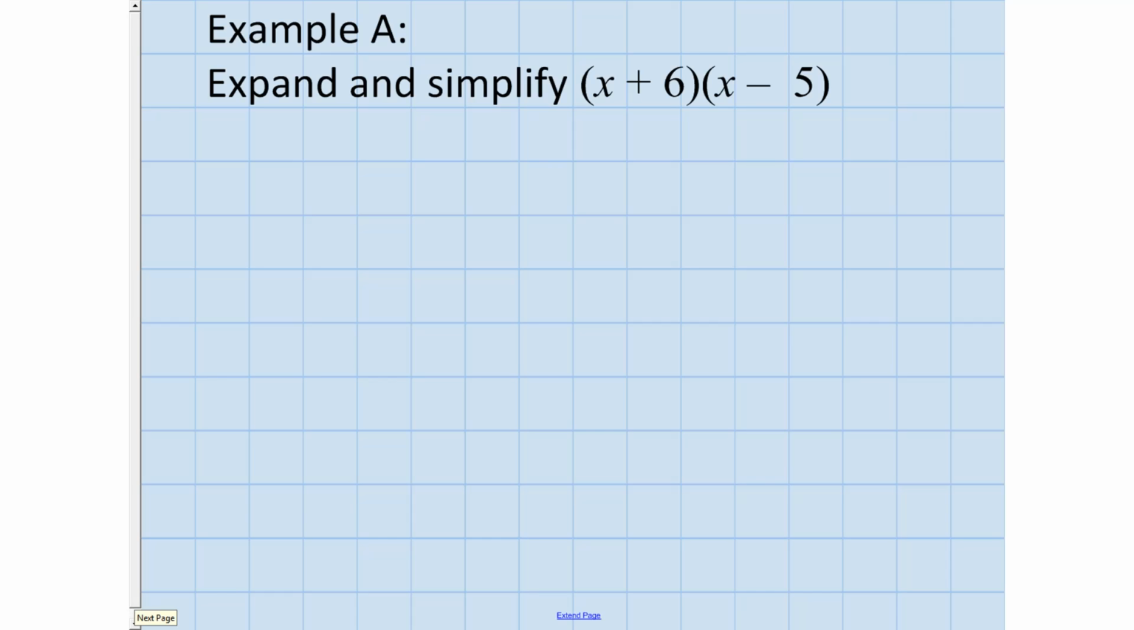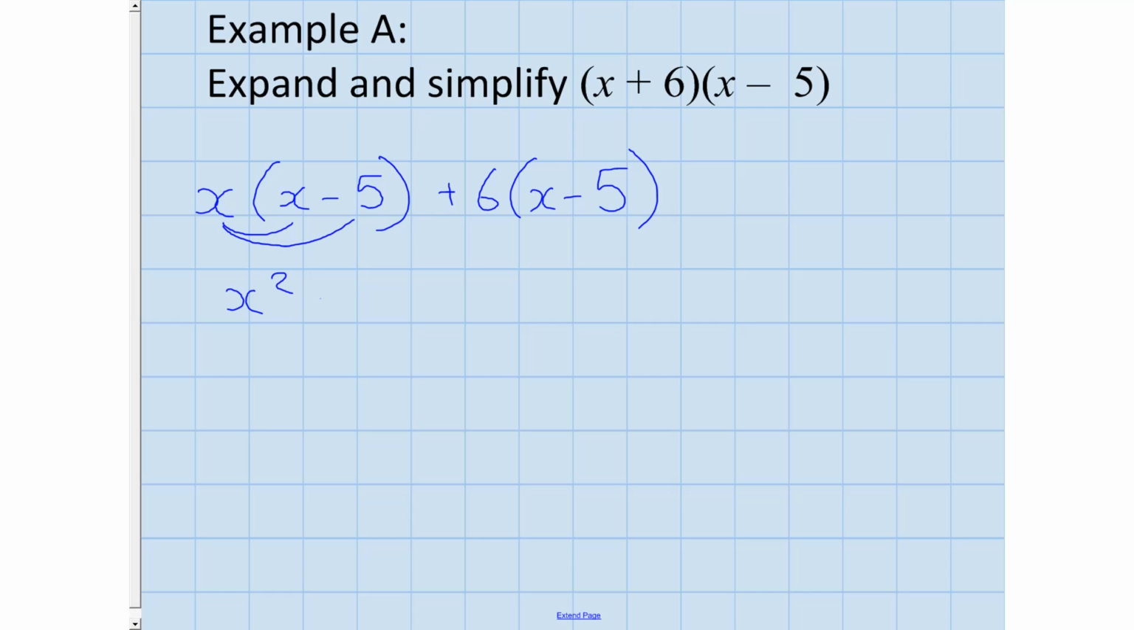So expand and simplify x plus 6, x minus 5. So we could think of it as x lots of x minus 5 and plus 6 lots of x minus 5. Expanding the first two, we've got x lots of x, so that's x squared, and x lots of minus 5, which would be minus 5x. Then we've got 6 lots of x, which would be 6x, and 6 lots of minus 5, which would be minus 30. Again, these two, we've got minus 5x and plus 6x, so we end up with just 1x. So this is x squared plus x minus 30.